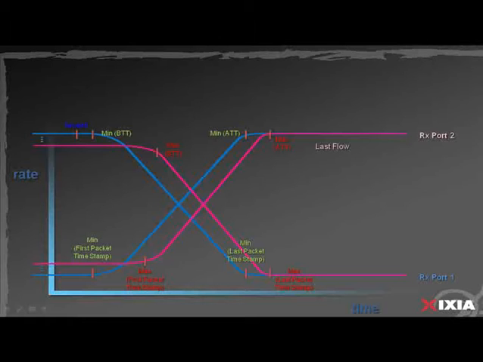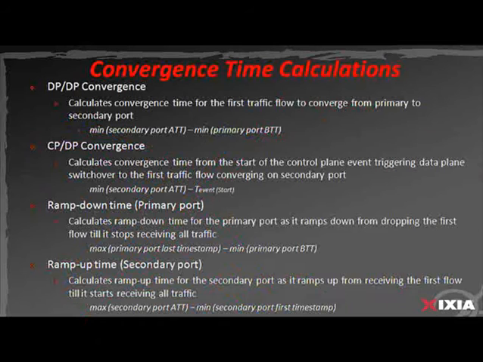The same applies to the max of the first packet timestamp, which is the value of the first packet timestamp for the last flow converging on the secondary port, and the max of the last packet timestamp is the value of the last packet which is received on the primary port for the last flow running in the test. Based on these captured timestamps within the test, IxNetwork 540 gives you a number of predefined convergence calculations in the 540 release. These four calculated values of convergence are as follows.